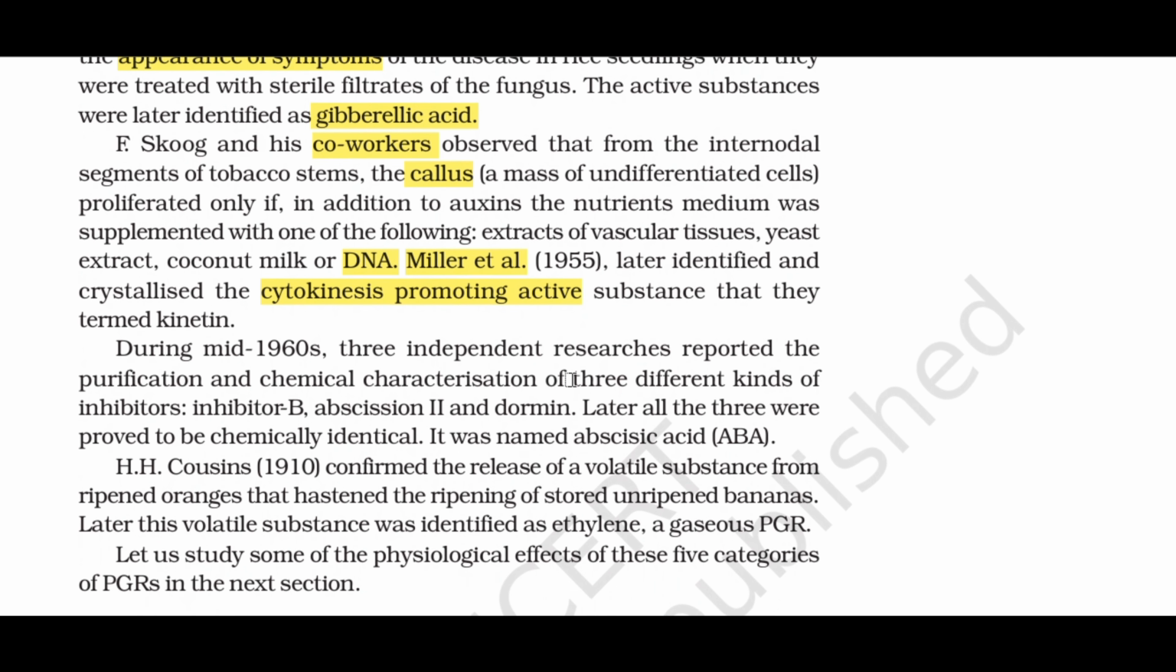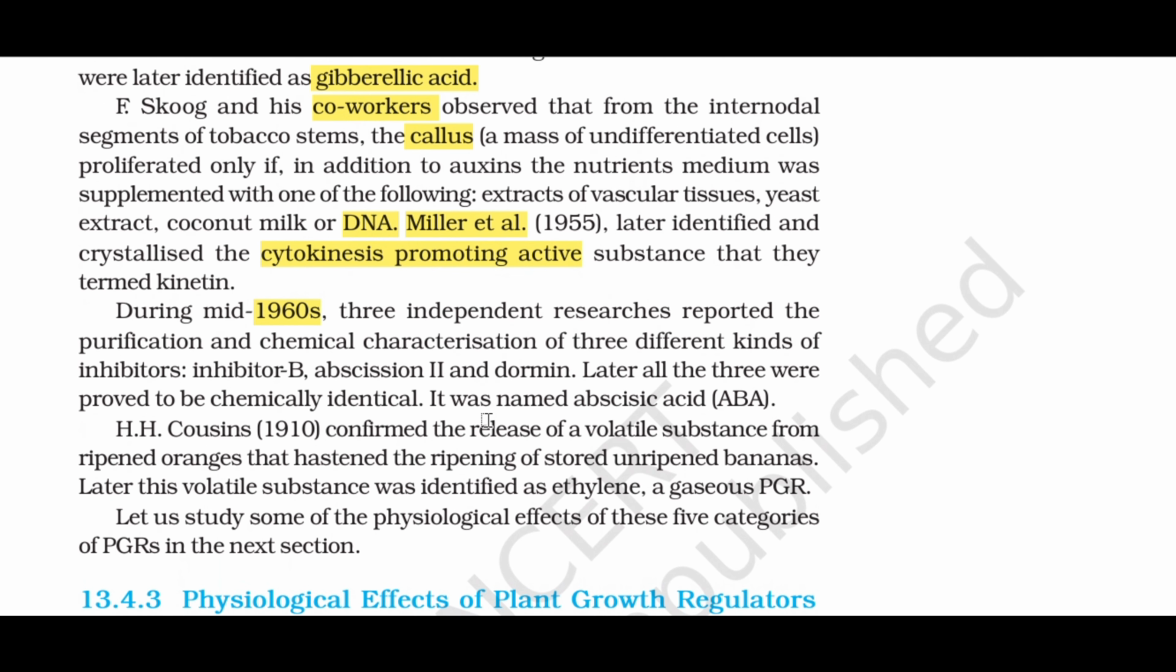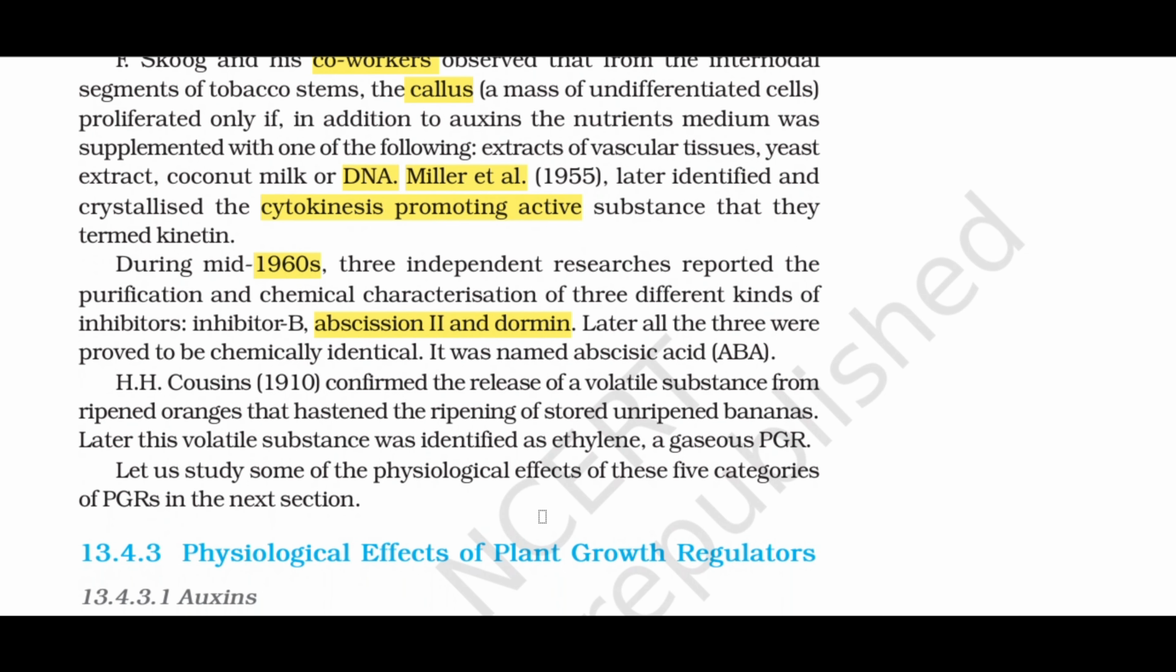During the mid-1960s, 3 independent researchers reported the purification and chemical characterization of 3 different kinds of inhibitors: inhibitor B, abscission II and dormin. Later all the 3 were proved to be chemically identical. It was named abscisic acid, ABA.